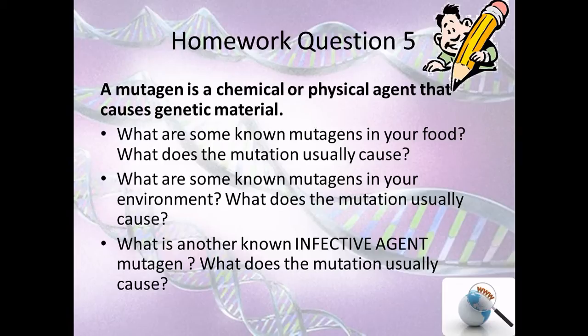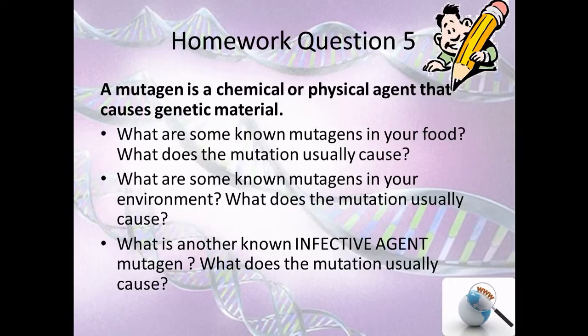All right, and just as an example, you can't use this because it's not in your food, and don't use this as an example, but in cigarette smoke, there are mutagens inside the cigarette smoke that actually cause things like lung cancer, right? GI cancers. So that's the first part of the question.